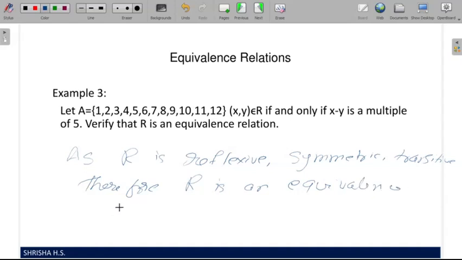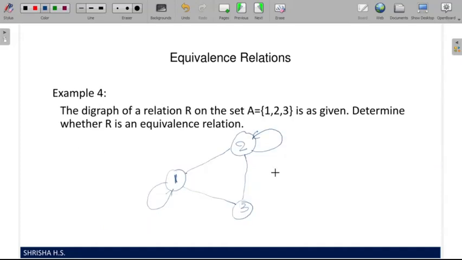Equivalence relation. Okay, so R is an equivalence relation. So in a given diagram on relation R, for a set {1, 2, 3}, determine whether R is an equivalence relation or not. It's a very simple one.